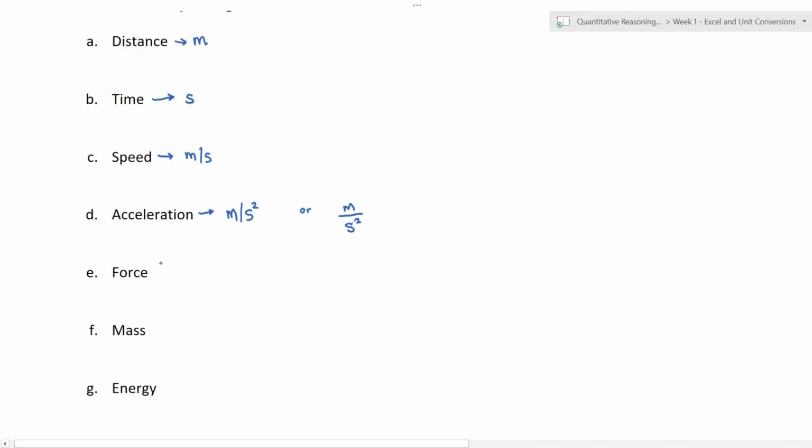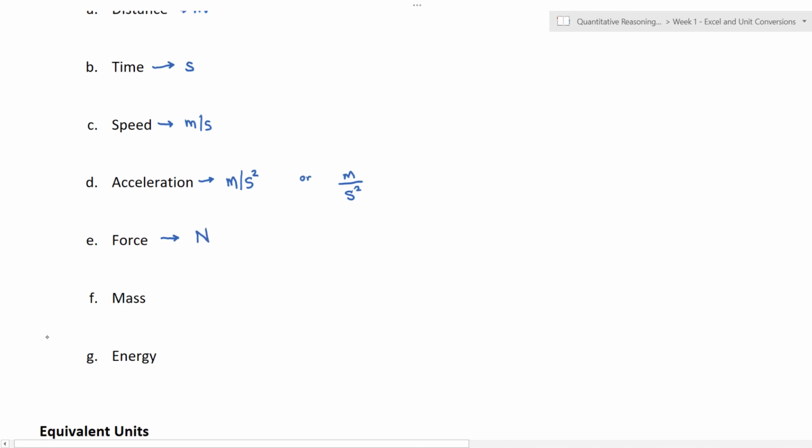Next, we have force. A force is a push or a pull acting on an object, and the standard international unit for force is the Newton. We're going to get more into this later, but for now I just want you to know what the standard international units are for each of these quantities.